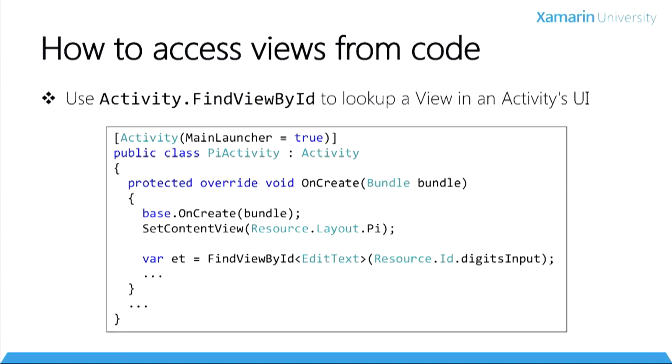So this is the way from code behind you access the elements of your UI. You could look up a button, and then from that, you can subscribe to its click event. In this case, I have an EditText that has a Text property. So this lets me read the user input value just by doing et.Text.